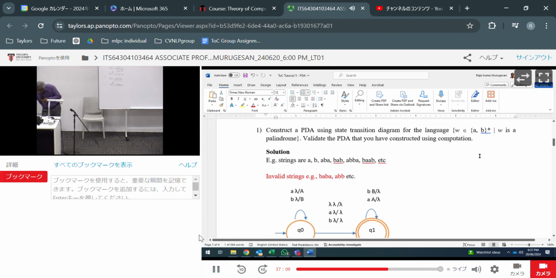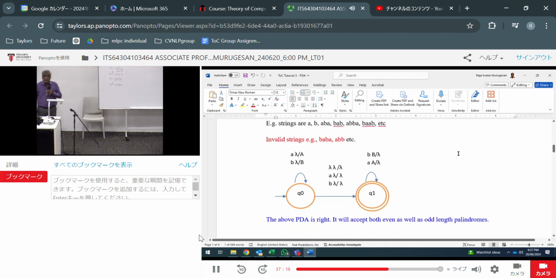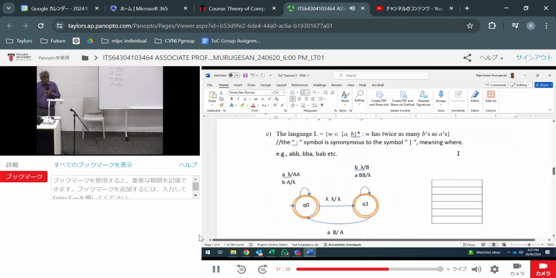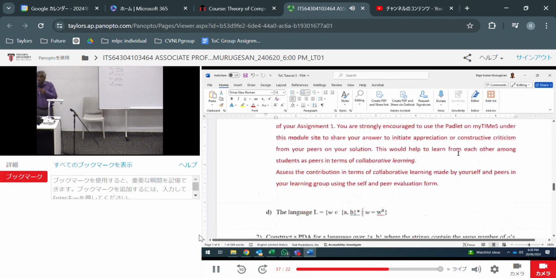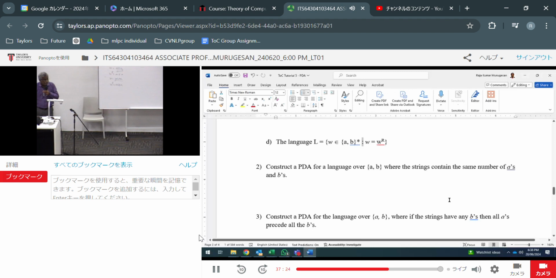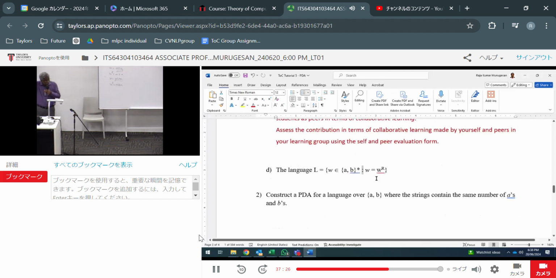In 1D, it is the same question, but it is said in a different way. Instead of saying palindrome, it says the string is same as the reverse of the string. Same question, but how it is written is different. So the answer is the same. You have the answer in the example problem. You just copy the answer and paste it here. You have solved it.